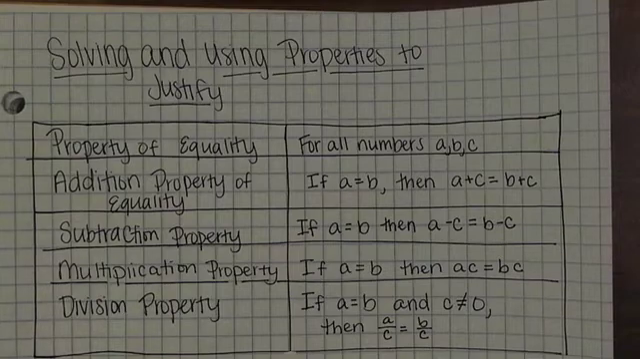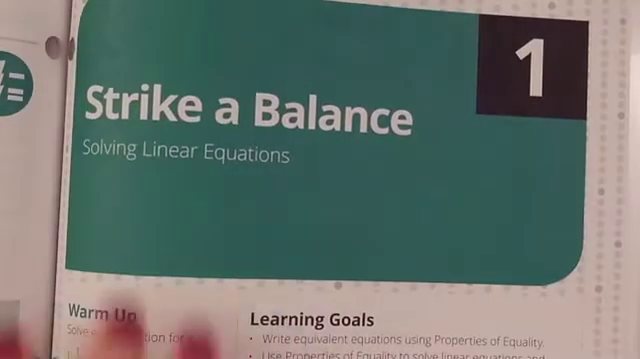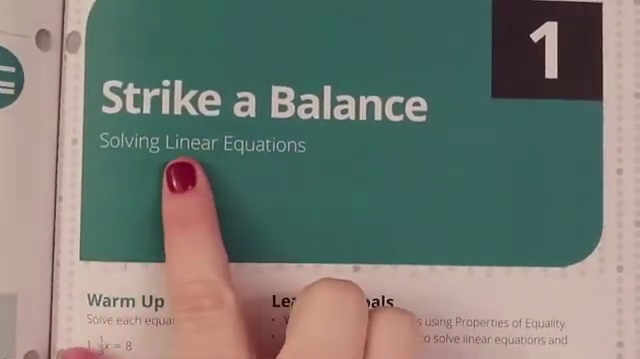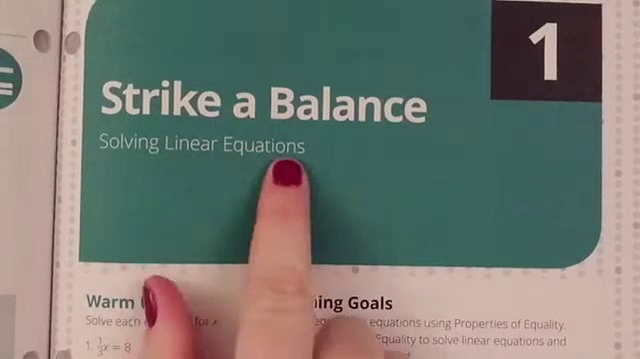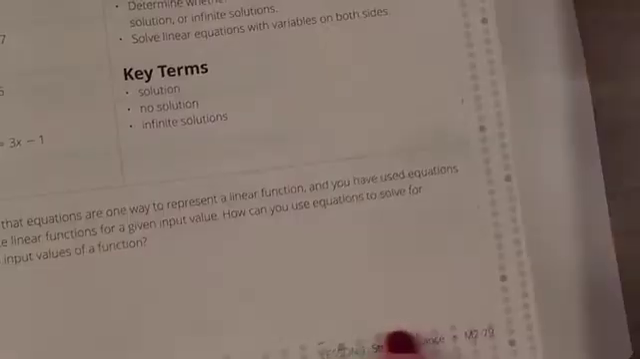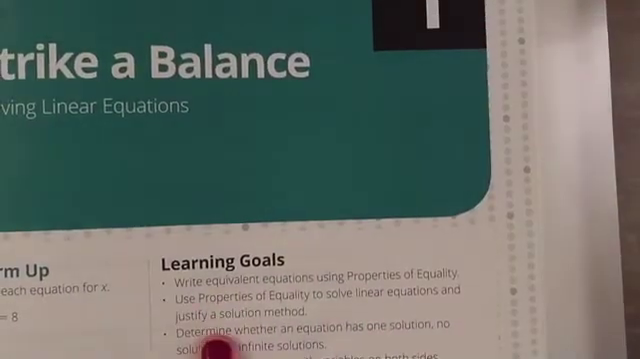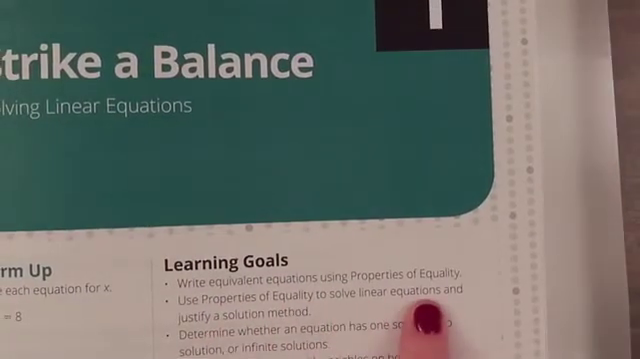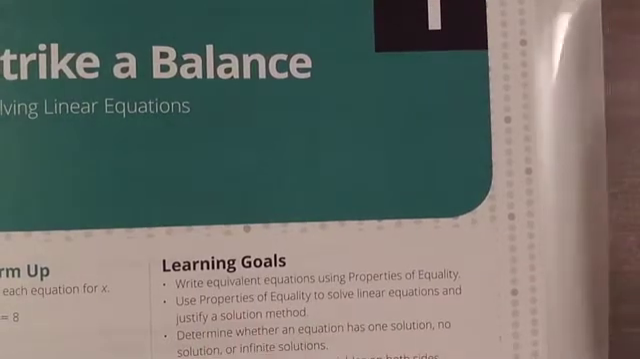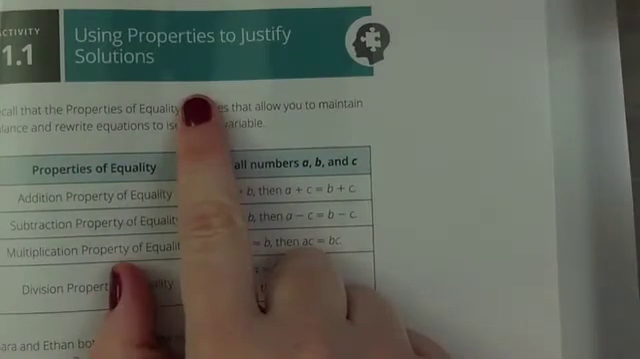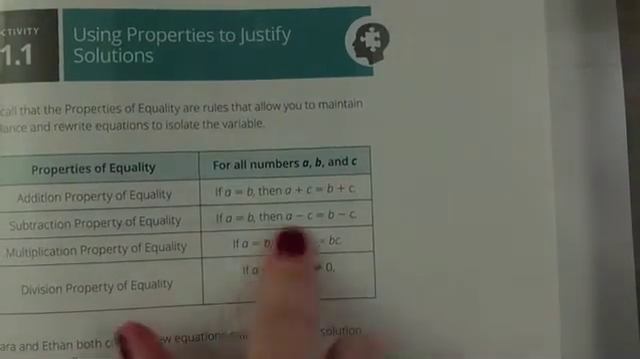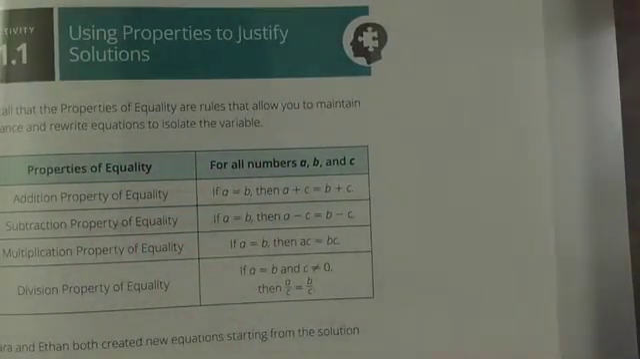Okay, so this is solving and using properties to justify. If you notice, this is coming from Strike a Balance Solving Linear Equations, Lesson 1, and this is page M279. So we are going to solve equations, and then we're going to justify or use properties to justify. So these are the properties of equality. We're going to talk about them in a second.